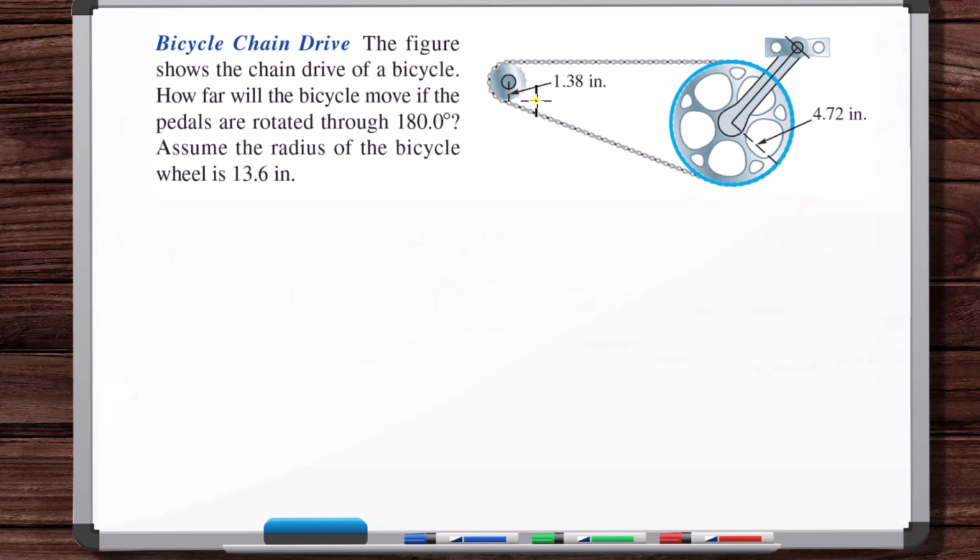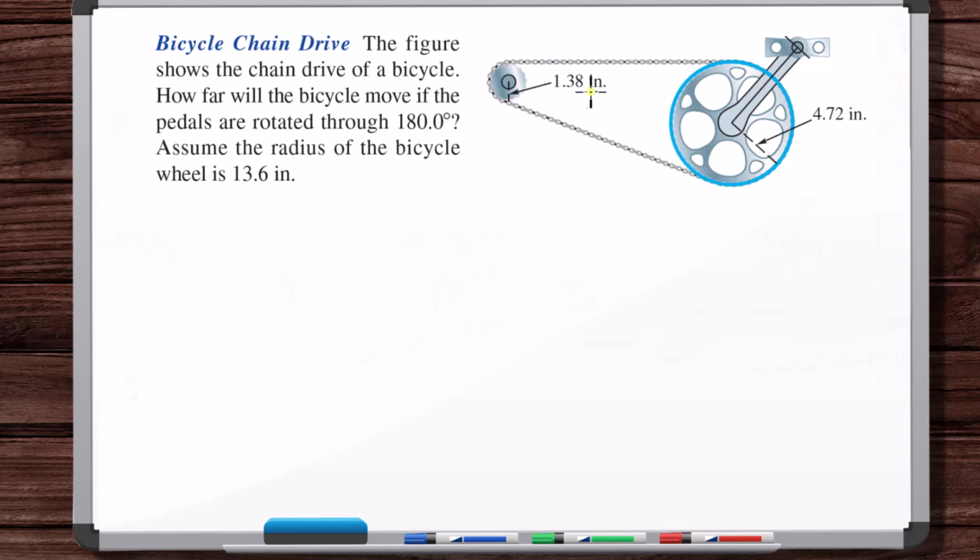So this piece is attached to the bicycle wheel. The idea is if we can figure out the angle this drive wheel here rotates when the pedal gear rotates 180 degrees, then with that we can figure out how far the bicycle moves. But we need to figure out how much this rotates, if you've pedaled and rotated this 180 degrees.